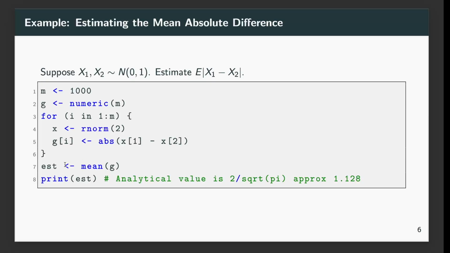So if you compare with the analytical value, the mean of g will not be too far from the analytical value, which is 2 over the square root of pi, which is approximately 1.128. Right? So you can try to run this in R.